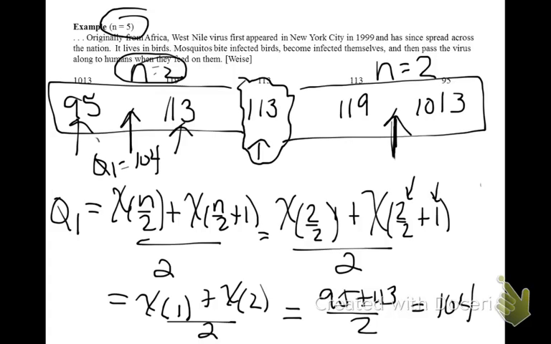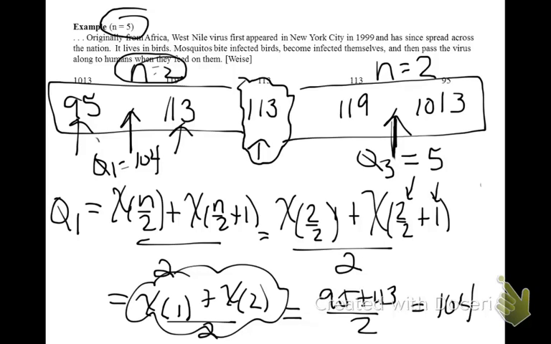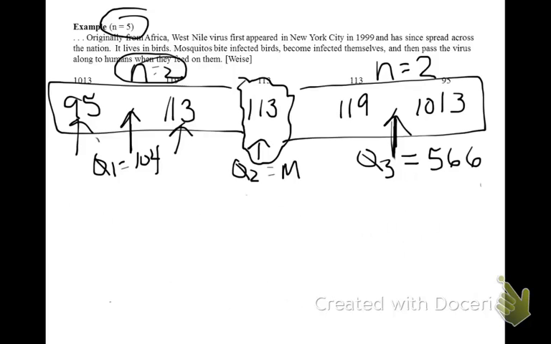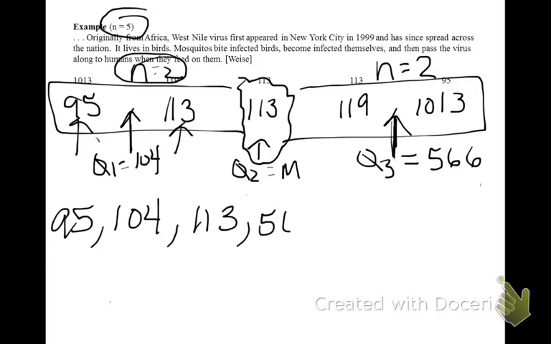Your third quartile, you'll use this exact same formula, but just average your upper 2 numbers. And this will give back that your third quartile is 566. And remember, this was your second quartile, or your median, of 113. So some other things I could ask you to do here. I could ask you, what's the 5-number summary? You'd report smallest, first quartile, median or second quartile, third quartile, and largest. This is your 5-number summary.